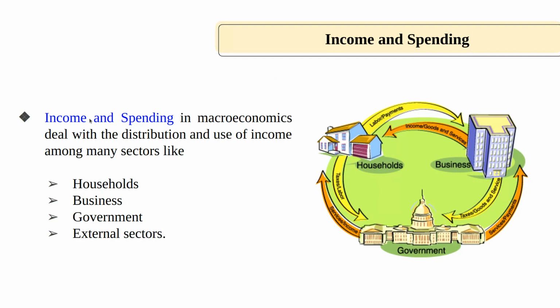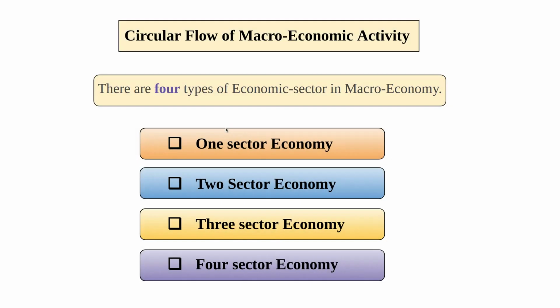Here, income and spending in macroeconomics deals with the distribution and use of income among many sectors like households, business, government, and external sectors, as you can see in my slide. Now, in macroeconomics, we categorize economies into four types based on how many sectors they include. There is one sector economy, two sector economy, three sector economy, and four sector economy.